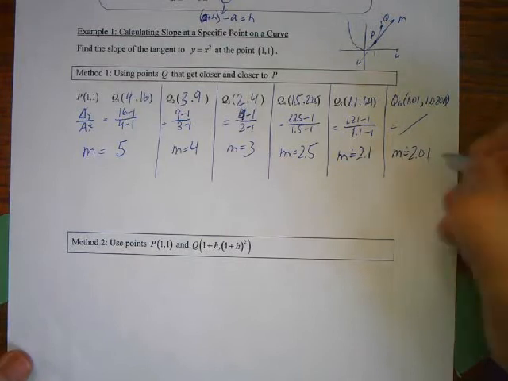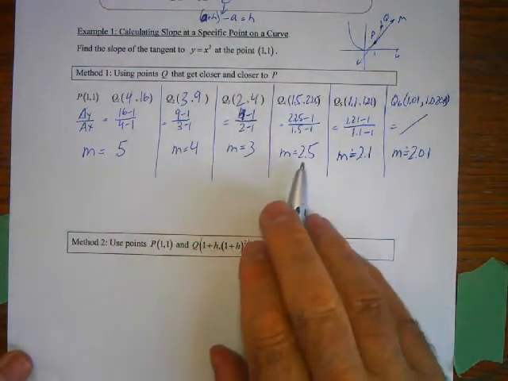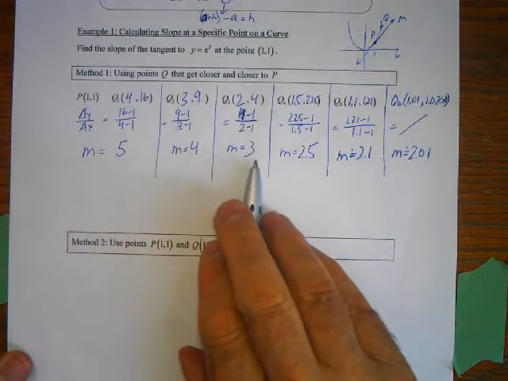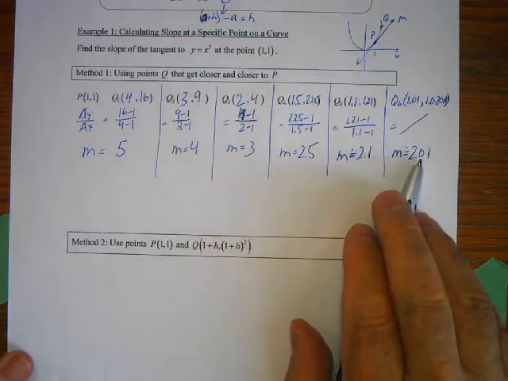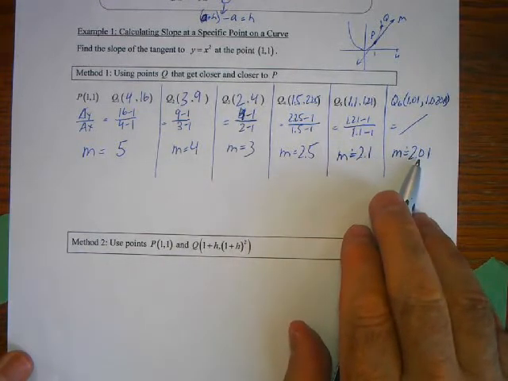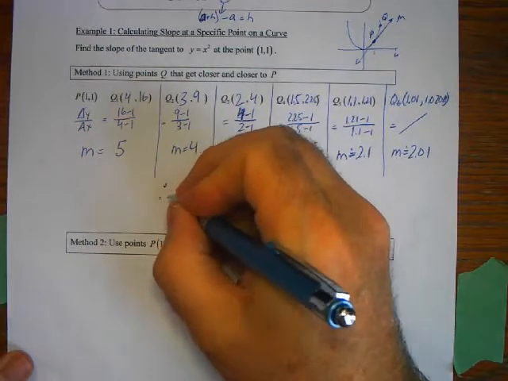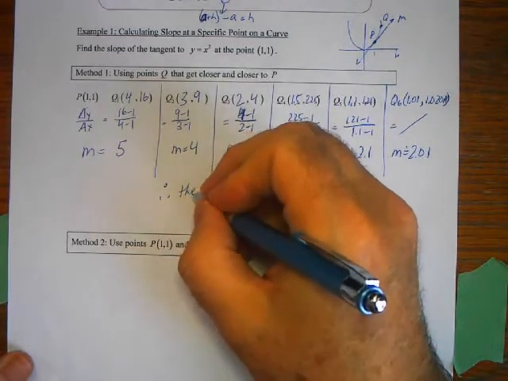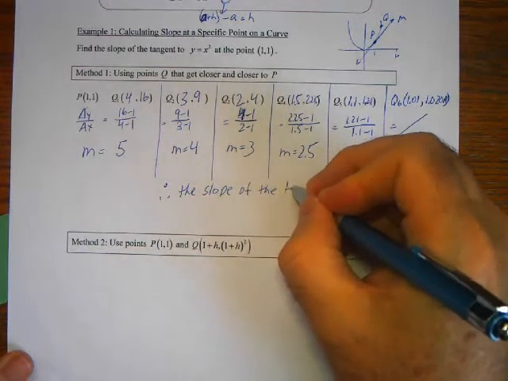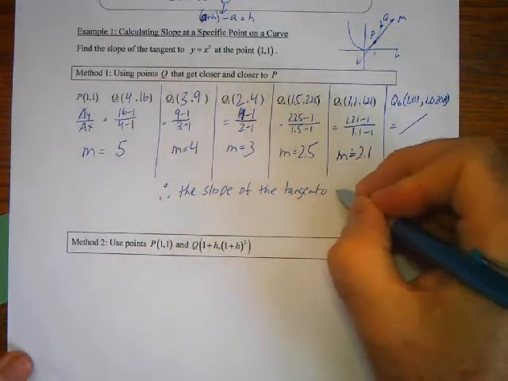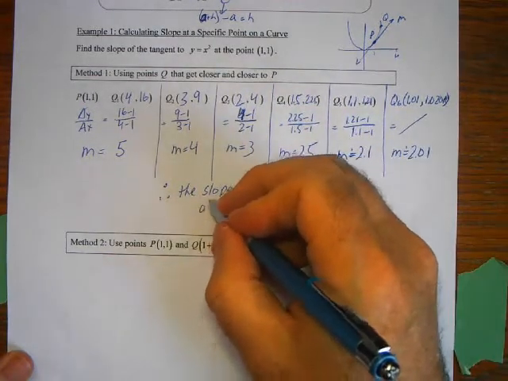So you can see the trend here: decreasing as Q gets closer to P, the slope gets closer and closer, and it looks like it's not going to go below 2. It looks like it's approaching 2. So what we'll say here is that the slope of the tangent to y equals x squared at the point 1, 1 is 2.